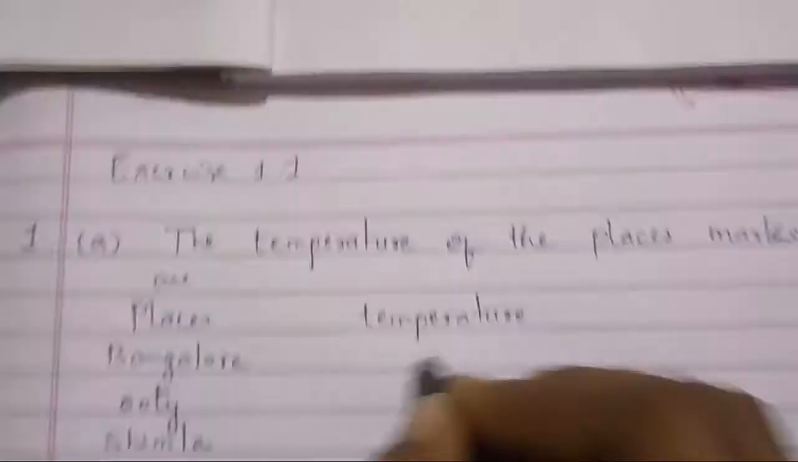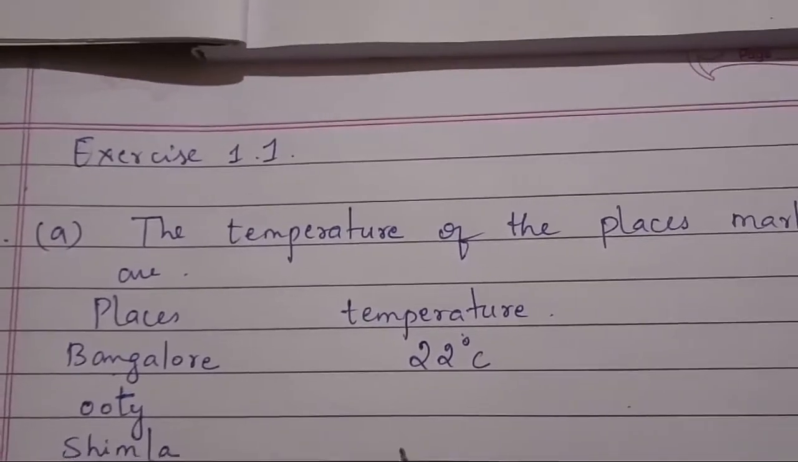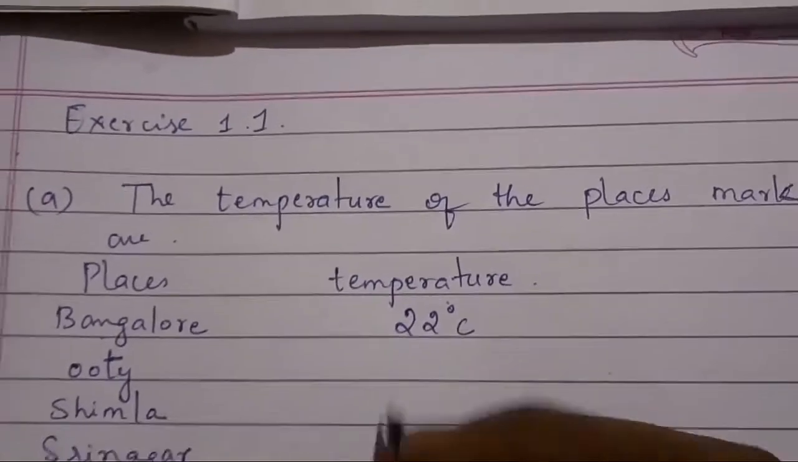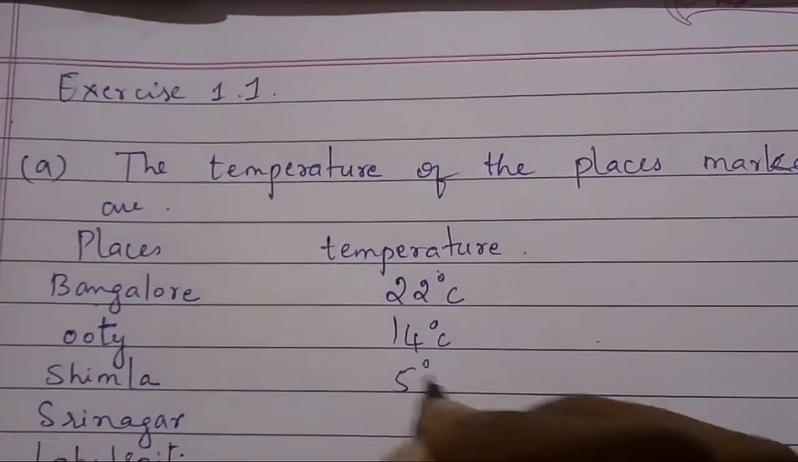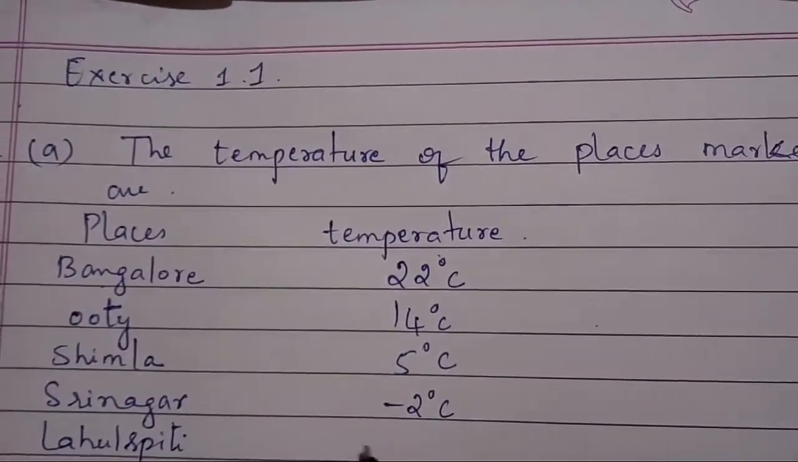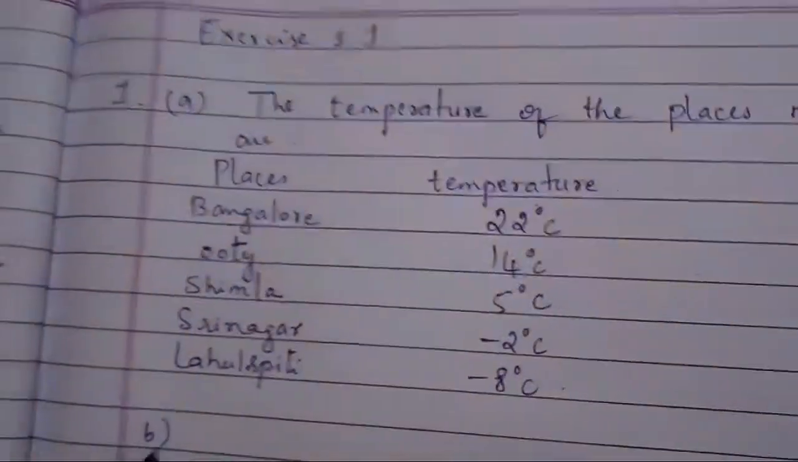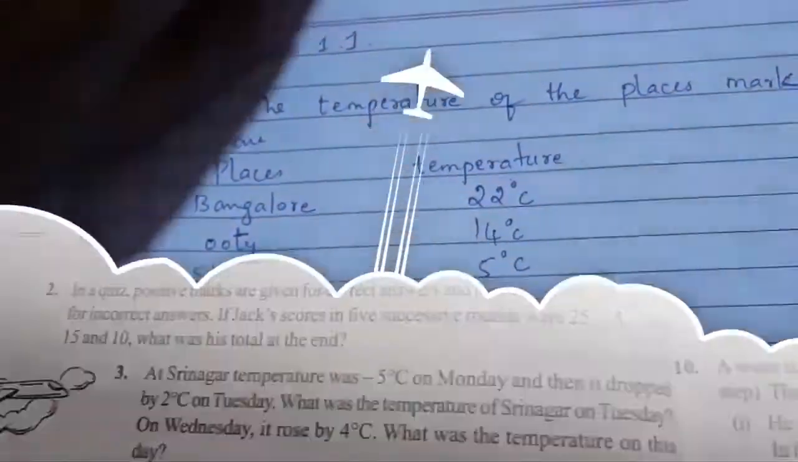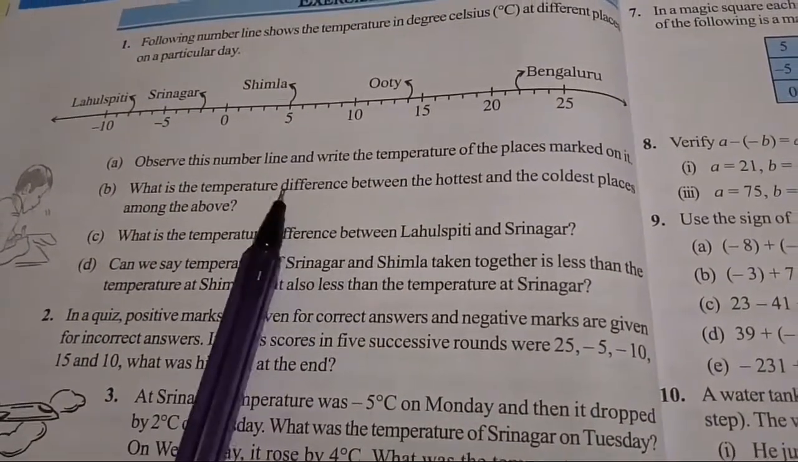Let's write down all those things. Temperatures: Bangalore 22 degrees Celsius, Ooty 14 degrees Celsius, Shimla 5 degrees Celsius, Srinagar minus 2 degrees Celsius, and Lahul Spiti minus 8 degrees Celsius. Next question, B. What is the temperature difference between the hottest and the coldest place among the above?